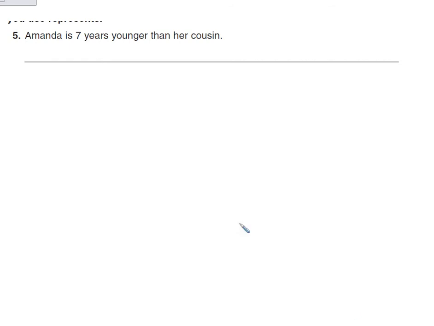Just have to test it. So Amanda here is 7 years younger than her cousin. So who's older? Amanda or her cousin? Amanda's younger than the cousin. So I'm going to say A, Amanda, equals whatever the cousin's age is minus 7. And now let's just see if this makes any sense. If the cousin was 10, let's say 10, how old is Amanda? 10 minus 7. Amanda would be 3 years old.